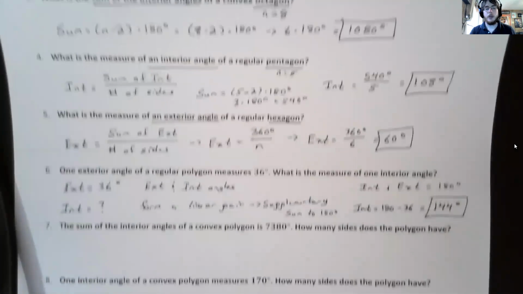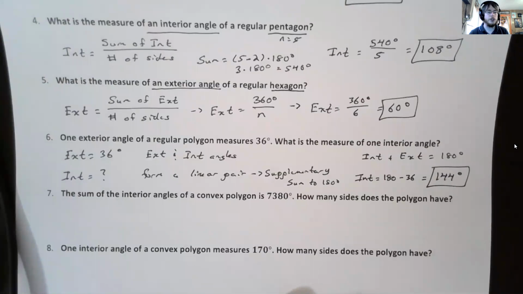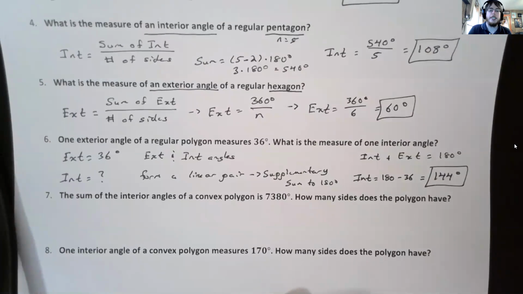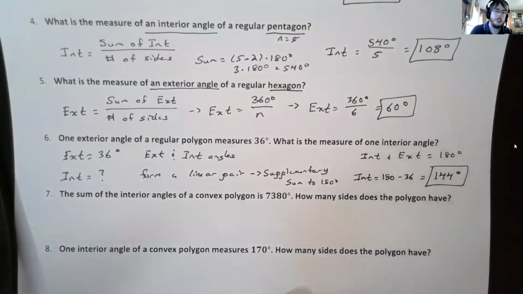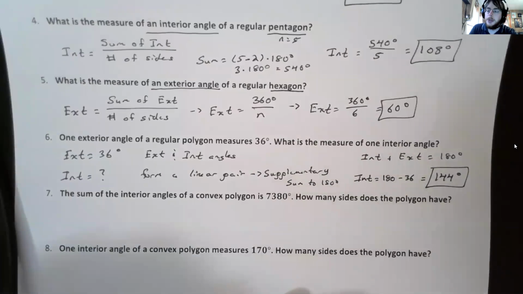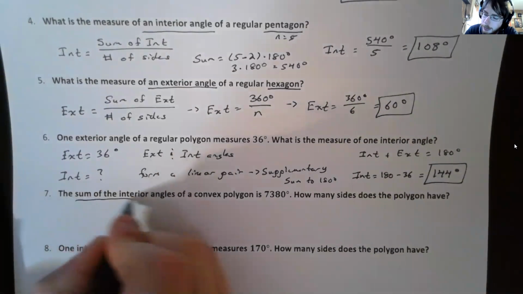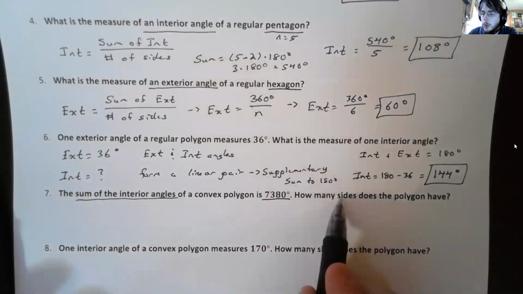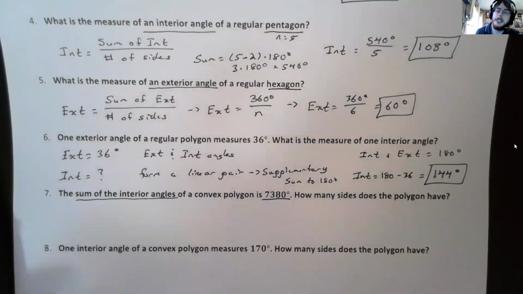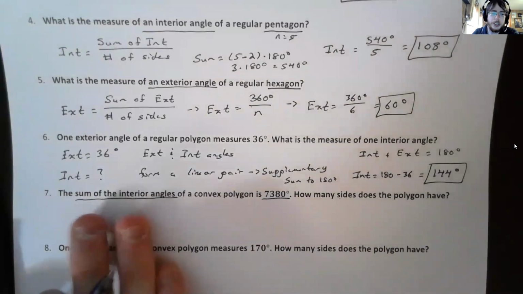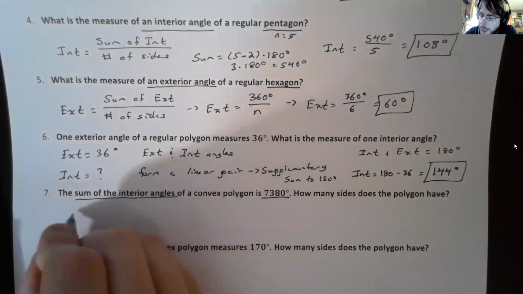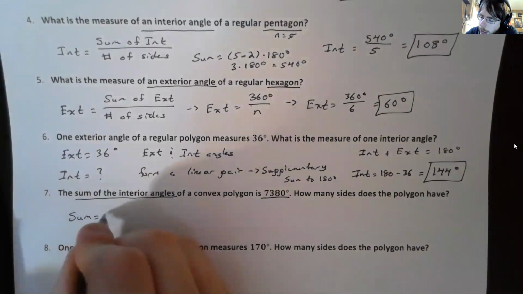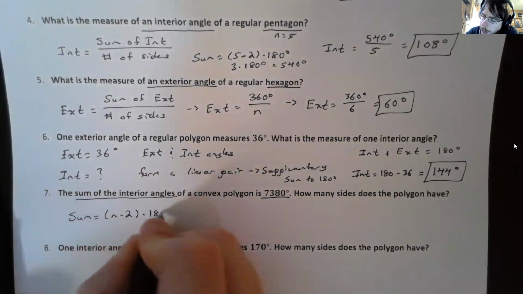Number 7, the sum of the interior angles of a convex polygon is 7,380 degrees. How many sides does the polygon have? So this is a bit of a shift, okay? This time it already gives us what the sum of the interior angles is, and now it wants us to know the number of sides of a polygon. Typically we do it the other way. So we know we're going to have to use the sum of the interior angles in some way to find the sides. And our formula for that was n minus 2 times 180 degrees.